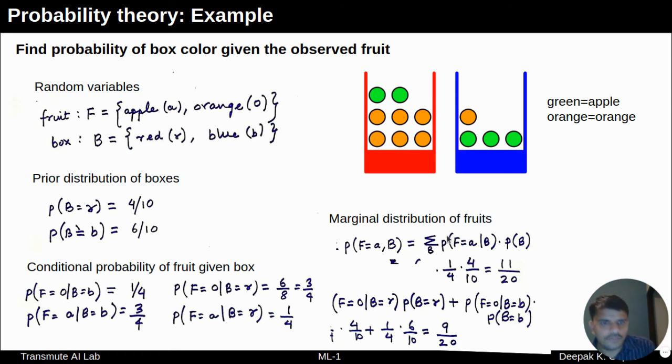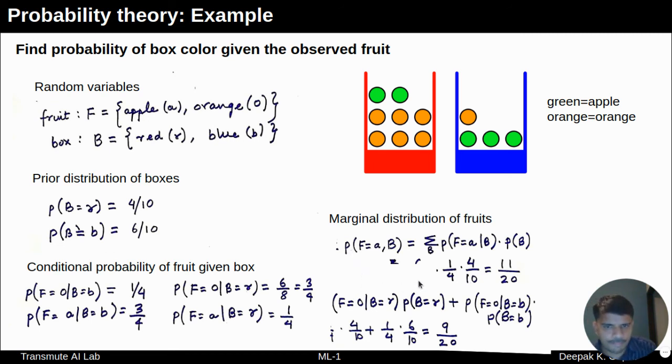Now, what we have here is that we express the joint probability using the product rule as the product of the conditional probability multiplied by the marginal probability. So if you do this rewriting on your side, you would simply find that the marginal probability of the fruit being apple can be stated as a summation across all the boxes of the conditional probability multiplied by the marginal probability. That would come down to 1 by 4 into 4 by 10, that is 11 by 20.